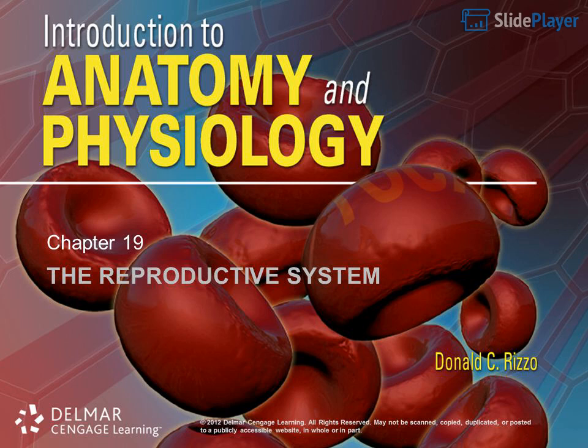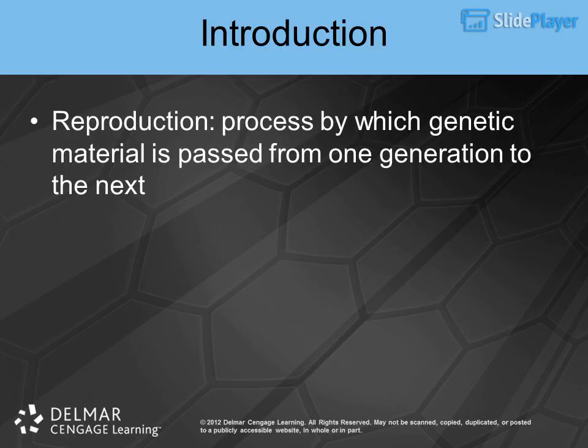The reproductive system. Chapter 19. The reproductive system. Introduction. Reproduction is the process by which genetic material is passed from one generation to the next.